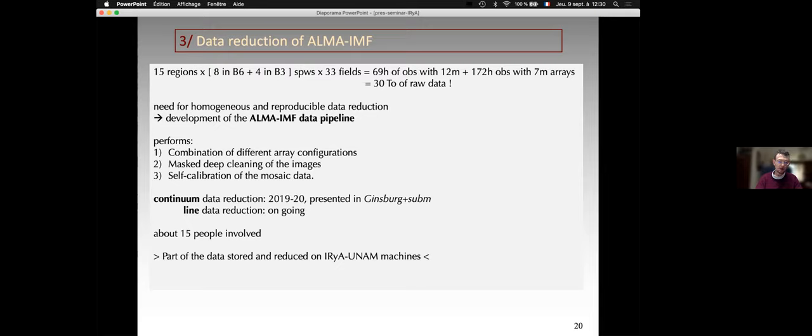And we needed a homogeneous and reproducible data reduction process. This is why the ALMA-IMF team developed a specific pipeline, which performs three main tasks: a combination of the different array configurations, deep cleaning, and self-calibration of the mosaic. The continuum data reduction is now finished and is presented in Ginsburg and collaborators, which will also come out soon. And the line data reduction is still ongoing.